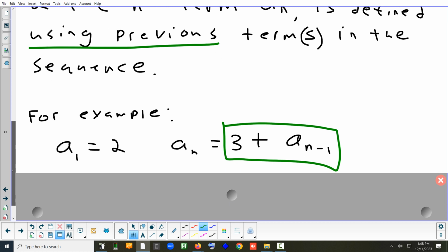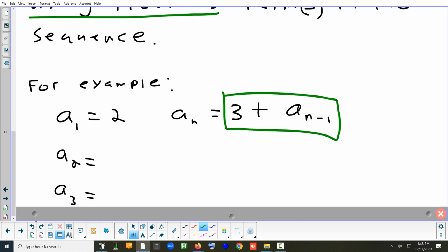All right, let me scroll down a little bit. So based on that formula, what's the second term in the sequence? 5. I think it's actually the one I just wrote down above. And then the third term would be 8.